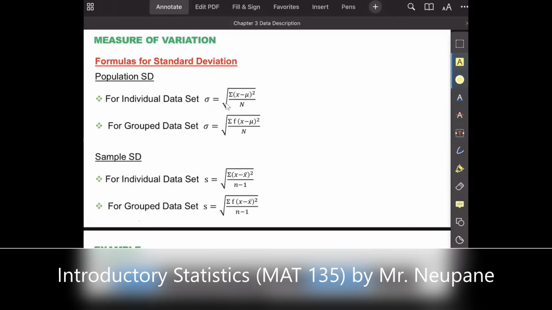And inside the square root, you can see in case of population, we divide by n, the uppercase N, that is the population size. Whereas for sample standard deviation, we divide by n minus 1, that is the size of the sample minus 1. So these are the 4 important formulas that we'll be using today for calculating the standard deviation. Please copy these formulas. I'm going to give you about a minute to do this. Okay, are we done copying? Yes or no?